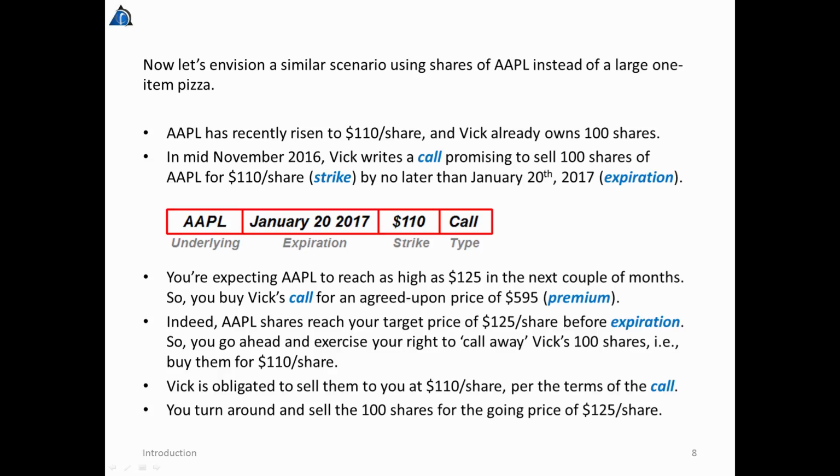You bought the 100 shares for $110 per share, and you sold them for $125 per share. That's a $15 profit per share times 100, that's $1,500. Subtract from that the cost of the contract, the premium that you paid, $595. The net profit, therefore, is $1,500 minus $595.